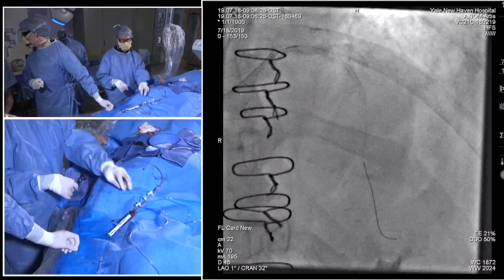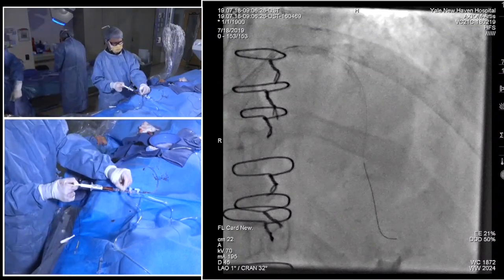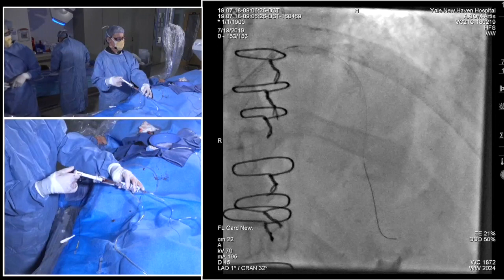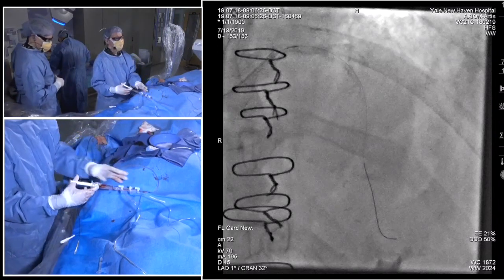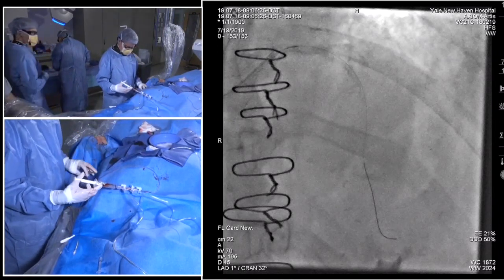You may give neosynephrine or other things. I personally like adenosine because it tends to be less hypotensive inducing. But the idea is to reverse this before doing further work in the vessel.